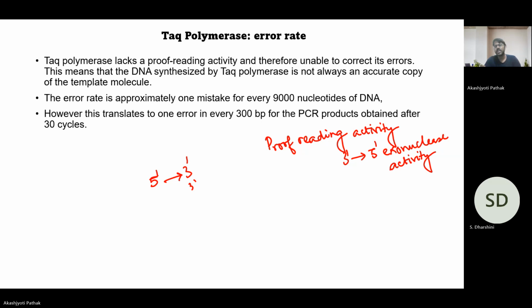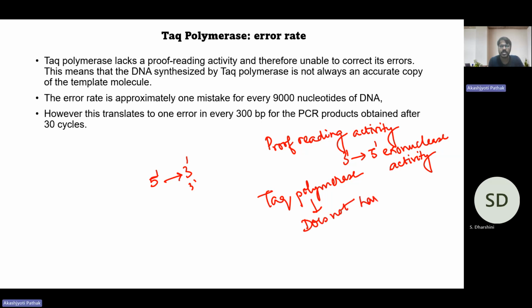Okay. But this proofreading activity, this 3' to 5' exonuclease activity, is lacking. So the Taq polymerase lacks this proofreading activity. Okay, that is why it creates several errors. Taq polymerase does not have 3' to 5' exonuclease activity. Remember this. Okay.